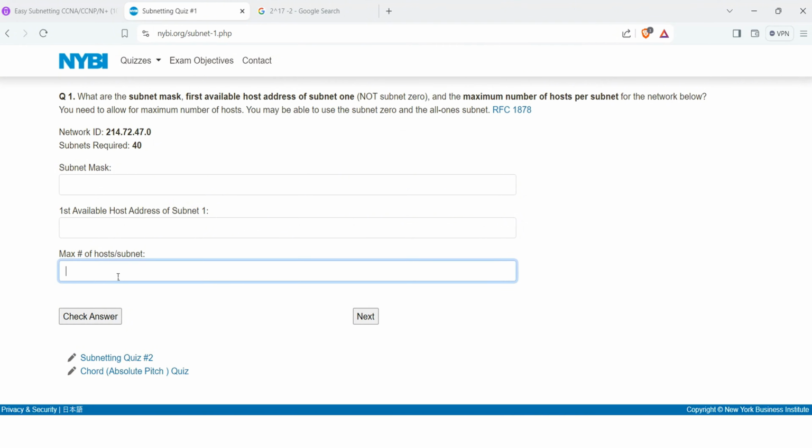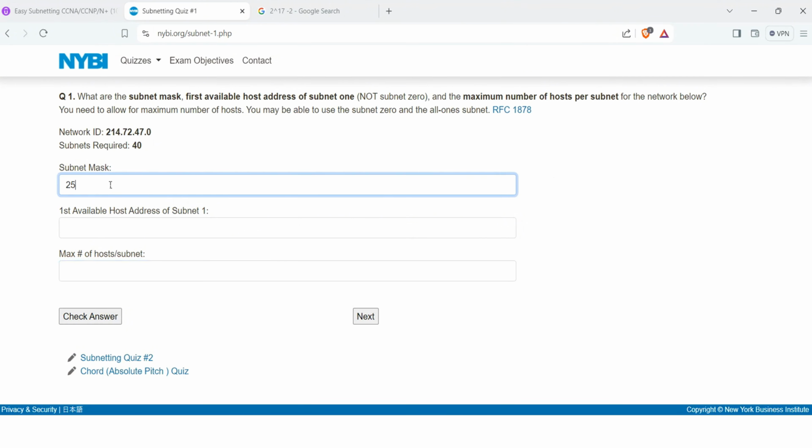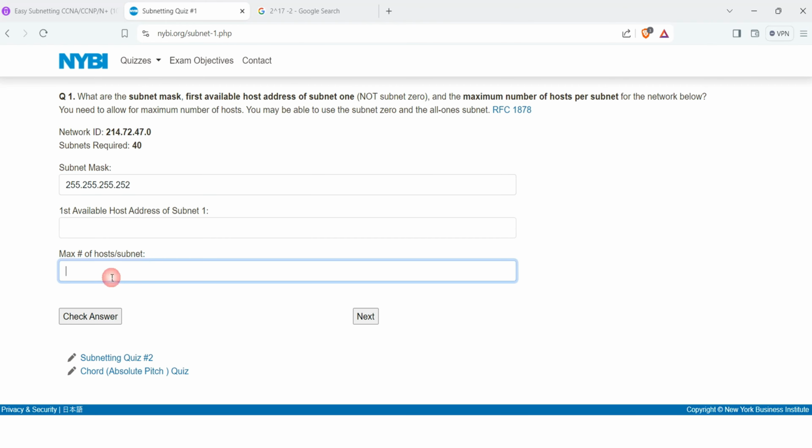We're looking for 40 networks. Well, this is a class C, 255, 255, 255 dot what? Well, I'm looking for 40 networks. 2 to the 5 is 32. 2 to the 6 is 64, so I have to borrow 6 bits. If I add those bits, what do I get? 252. I borrowed 6 bits. 2 bits are left. 2 to the 2 is 4. Minus 2 equals what? 2 hosts per network.